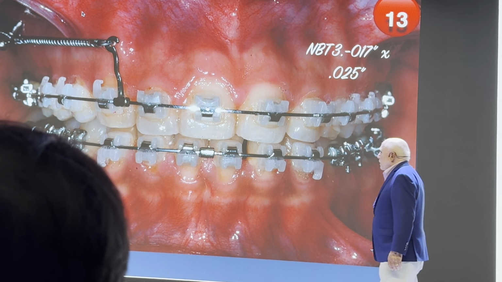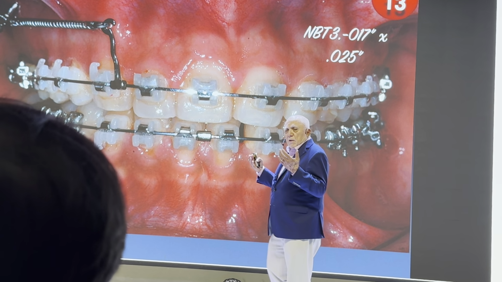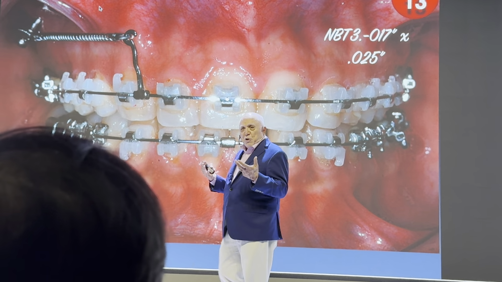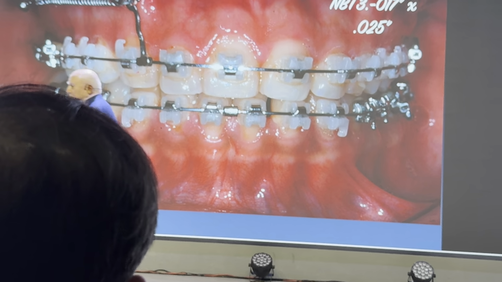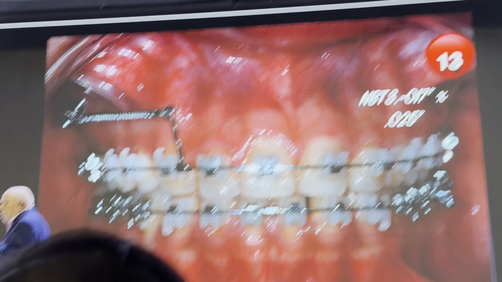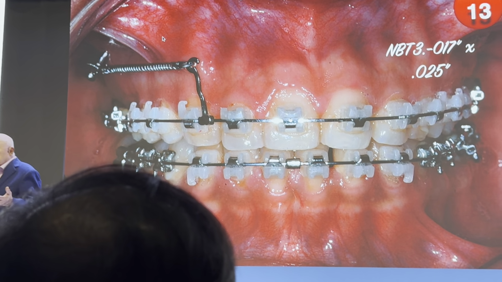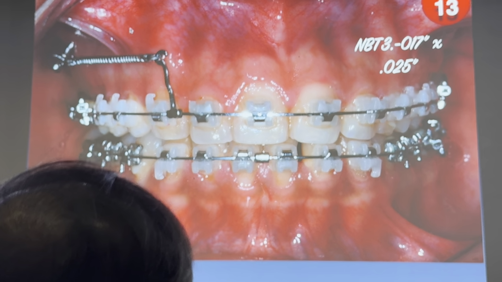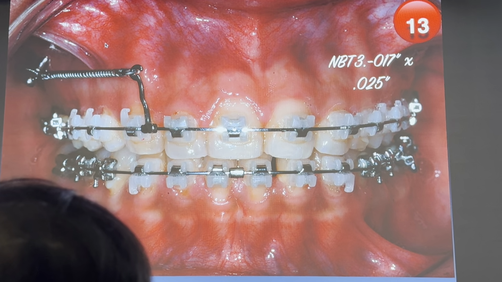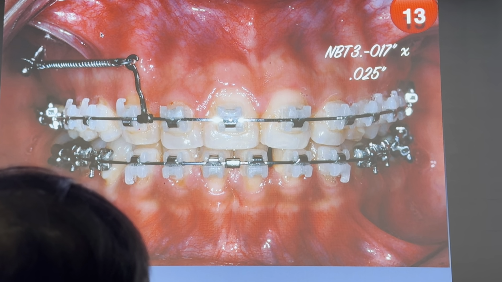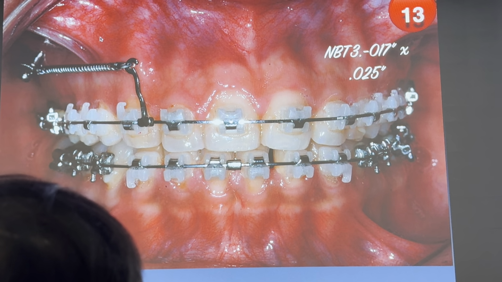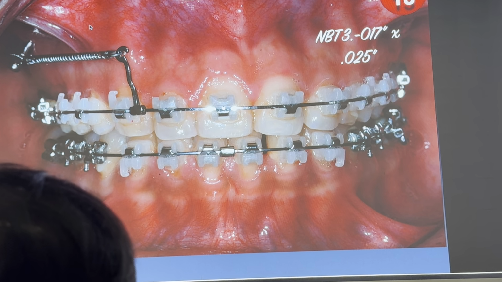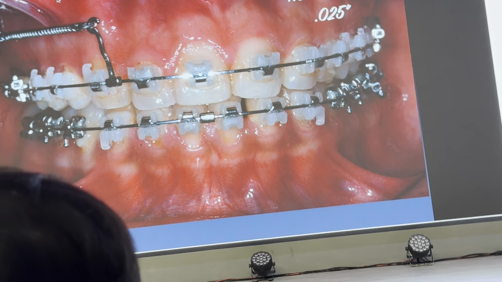So now, one of the books we did was on TADs. Actually, there are 2 editions of that book too. We always talk about the line of force in relationship to the center of resistance of the upper teeth. So now in this case, we have a very heavy wire going in the upper arch, because we would like to move all these teeth as one unit.